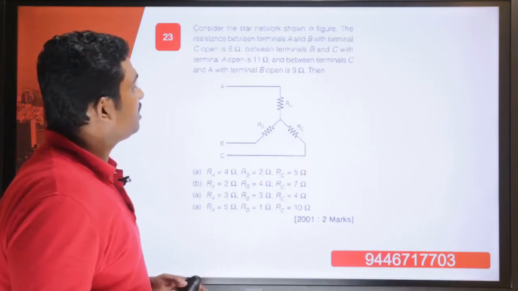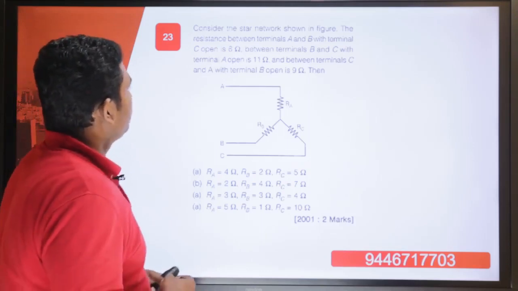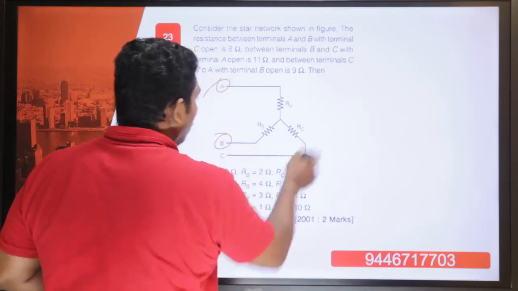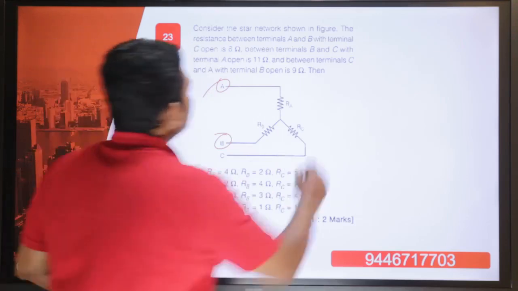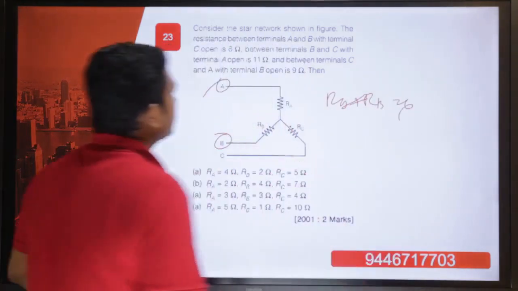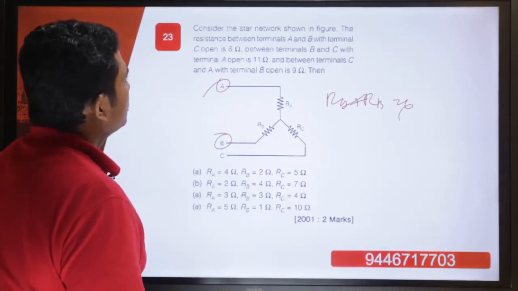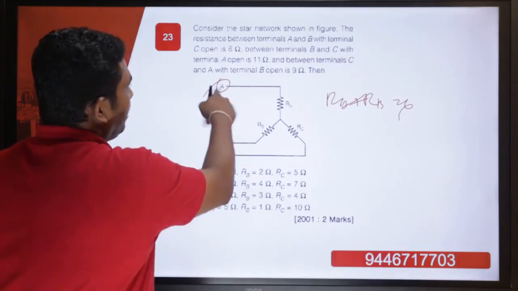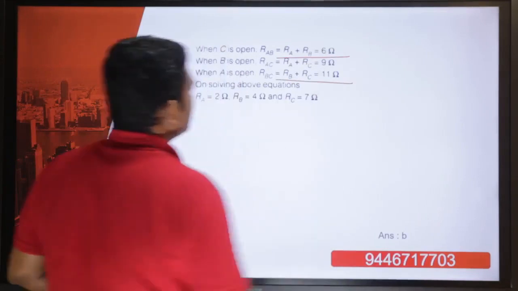Considering a star network shown in the figure, the resistance between the terminals A and B with C open is 6 ohm. So that means RA plus RB is equal to 6. In the second case, the resistance between the terminals B and C with A open is 11. So that means RB plus RC is equal to 11.